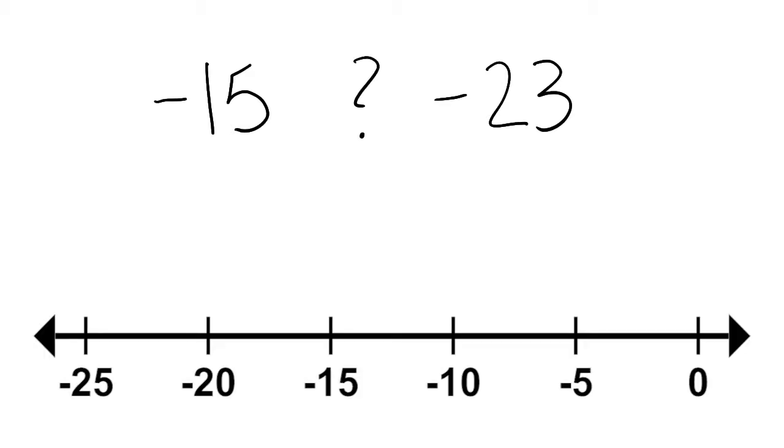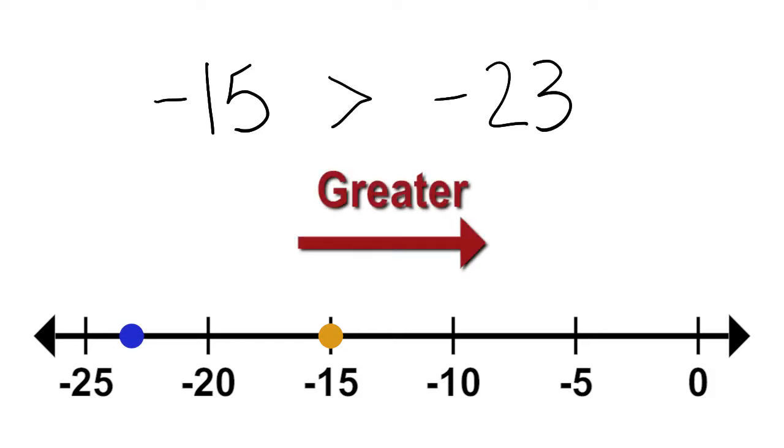When we are asked to compare two numbers, such as -15 and -23, we can place them on a number line to see that -15 is greater than -23. This is because -15 is to the right of -23.